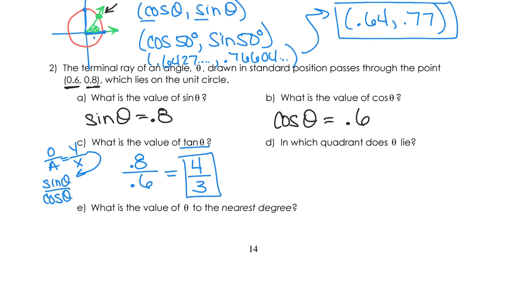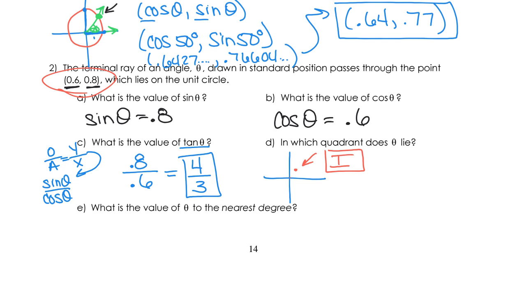Part D, it says, in which quadrant does theta lie? All right. So we could go ahead and think of a couple things. But if we were to graph this point, 0.6, so over just a little bit and up just a little bit, you end up in quadrant 1. Part E says, what is the value of theta to the nearest degree?